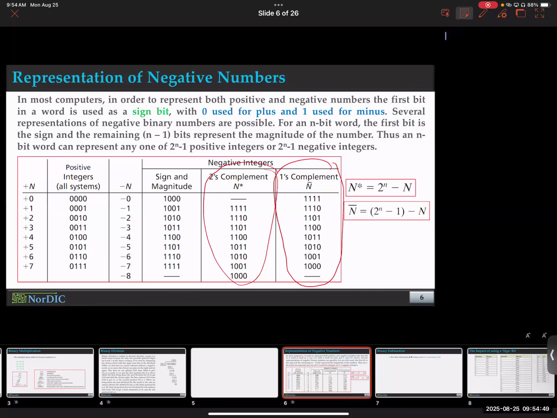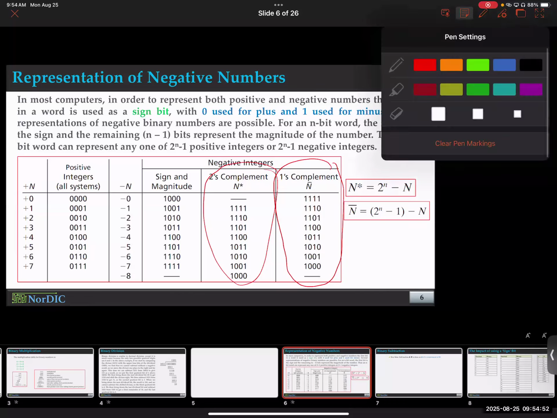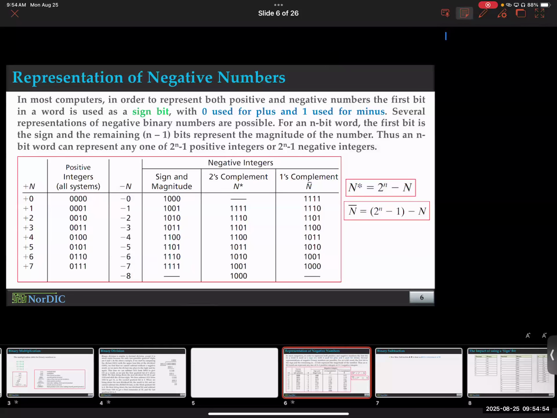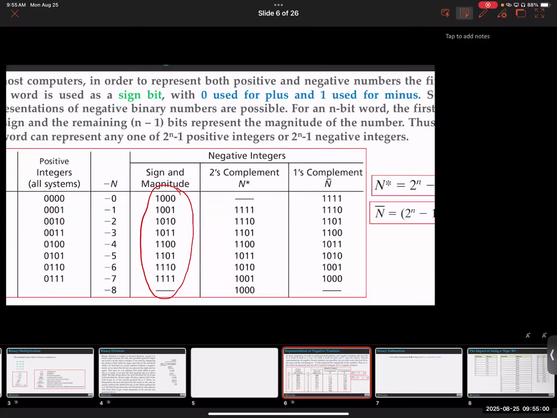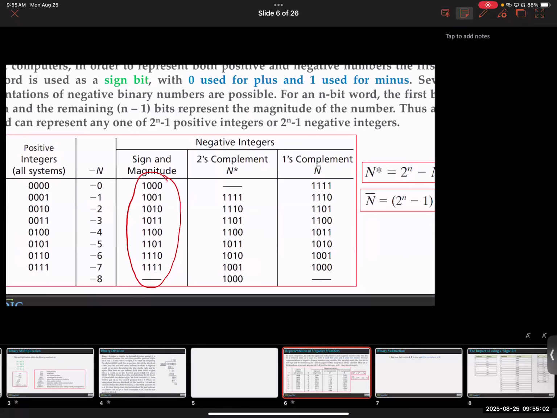Still with me? I'm not going to go through the mathematical arguments here. I'm going to just show you what to do first. So this is your sign and magnitude number. For 1's complement, you basically just invert the digits. So wherever you have 0, you make them 1. Wherever you have 1, you make them 0.